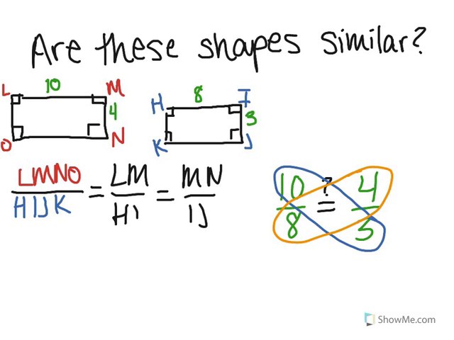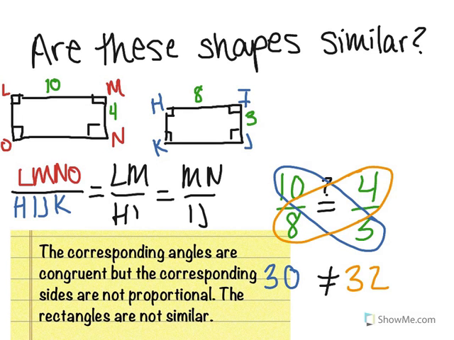Alright, so 10 times 3 is 30, and 8 times 4 is 32. So my cross products are not equal, and therefore, just because my corresponding angles are congruent doesn't mean this is a similar figure, because my corresponding sides were not proportional. So these two rectangles were not similar. Let's do another example.